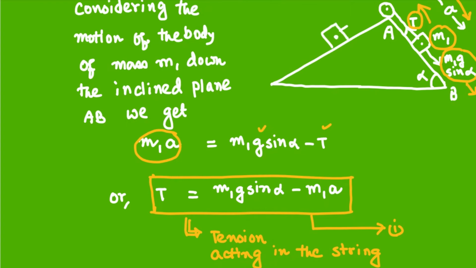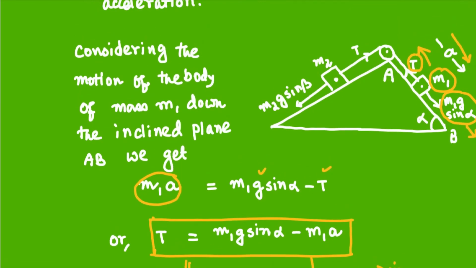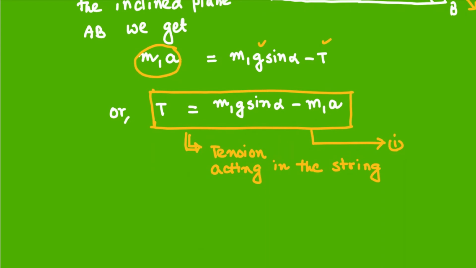Another block or body of mass m2 is placed on the inclined plane AC, and it is tied to one end of a string, and the rectangular component of its weight is m2g sin beta, which is acting down the inclined plane AC, and T is the tension acting in the string in connection with the motion of the body of mass m2. In this case, the body of mass m2 will be moving up the inclined plane with the same acceleration a towards the pulley, and beta is the angle of inclination of the inclined plane AC.